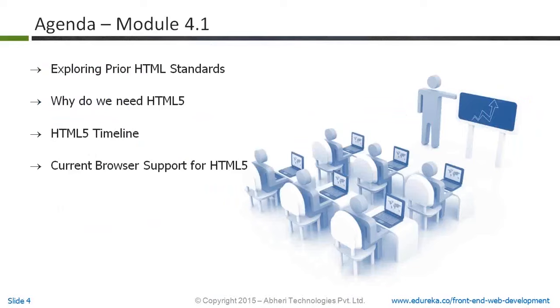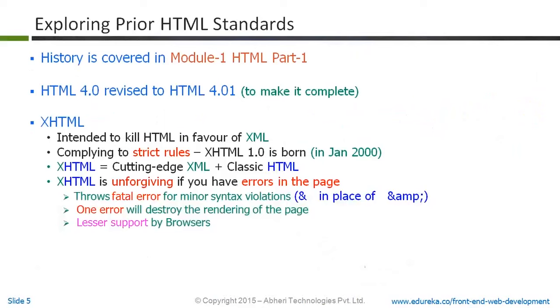We'll also see why we need HTML5 and how it evolved. A brief history of HTML was covered in module 1, part 1. As a continuation of that, HTML 4 was revised because it was not complete, and then 4.01 became the reasonably complete standard, which all websites and web designers started using.